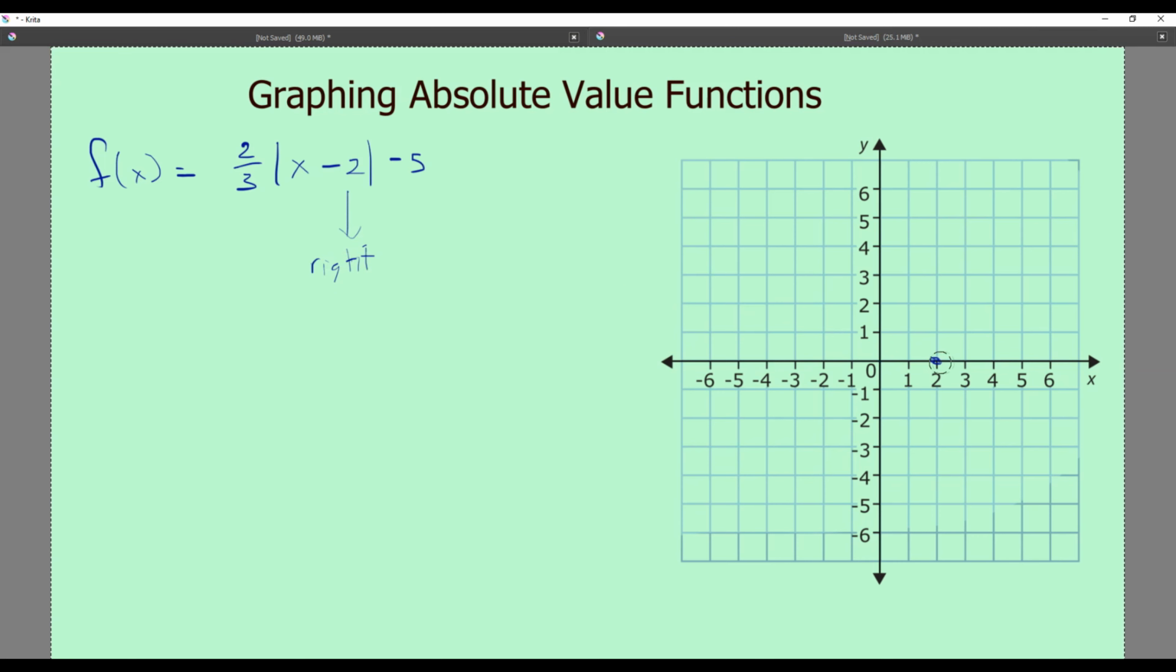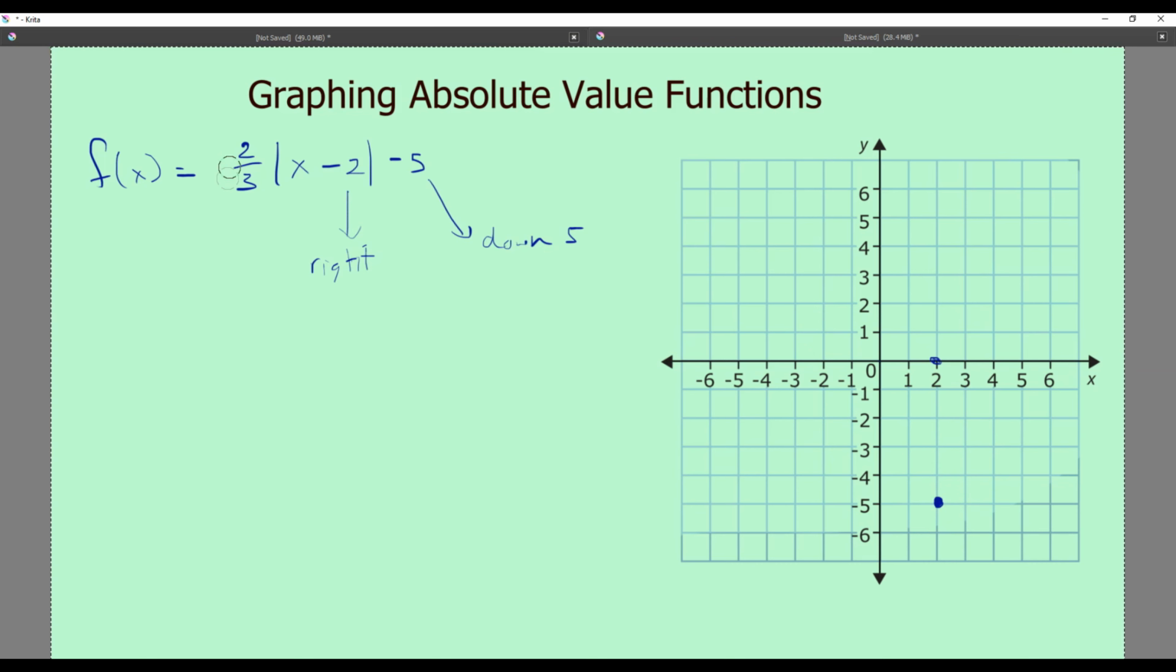Remember, start from the origin, right 2. And then this is negative 5, so I go down 5 because it's negative. So now my tipping point is here. And then it's positive, so I know it points up. So it has to go up like this.